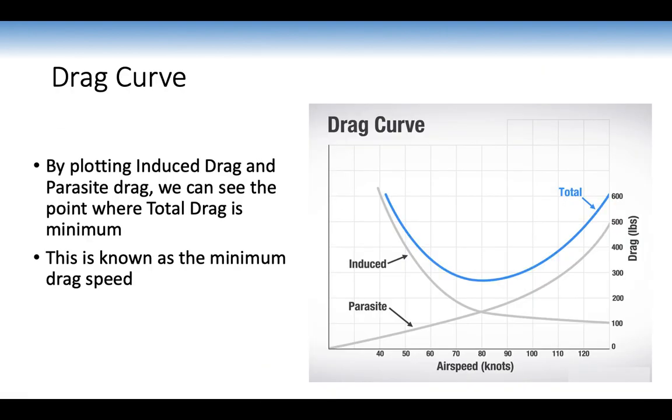So drag curve. By combining the induced drag and parasite drag, we can see the point where the total drag is a minimum. You've got the induced drag here and the parasite drag curve, and by getting the total drag, we get that U-shaped curve. And this is known as the minimum drag speed. More of this in our descending brief. This is the speed for minimum drag. So what happens is if you glide at this speed, you will encounter minimum drag, so you have a lot more range. You'll get the best range if you had an engine failure.